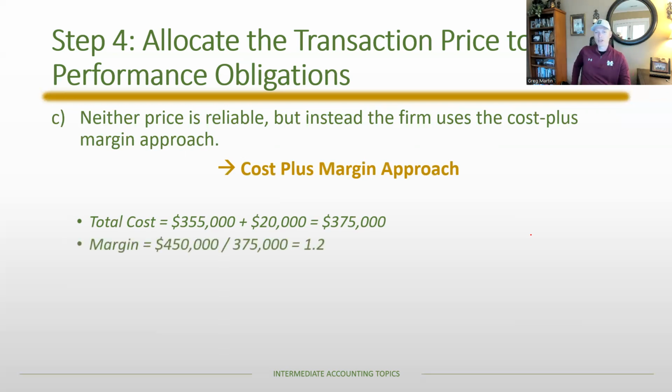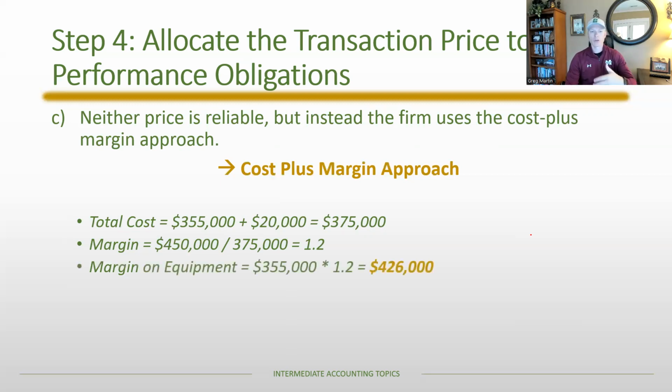And then what we do is we calculate a margin. In other words, if the sales price is 450, that means our margin is 20% over cost. So if we take our cost and multiply it by 1.2, that's where we get 450,000. So there's basically a 20% markup on our cost for the total, for the equipment and for the service. We really don't know if one is marked up more than the other. We really have no way of ascertaining that. So in this approach, we assume that both are equally marked up.